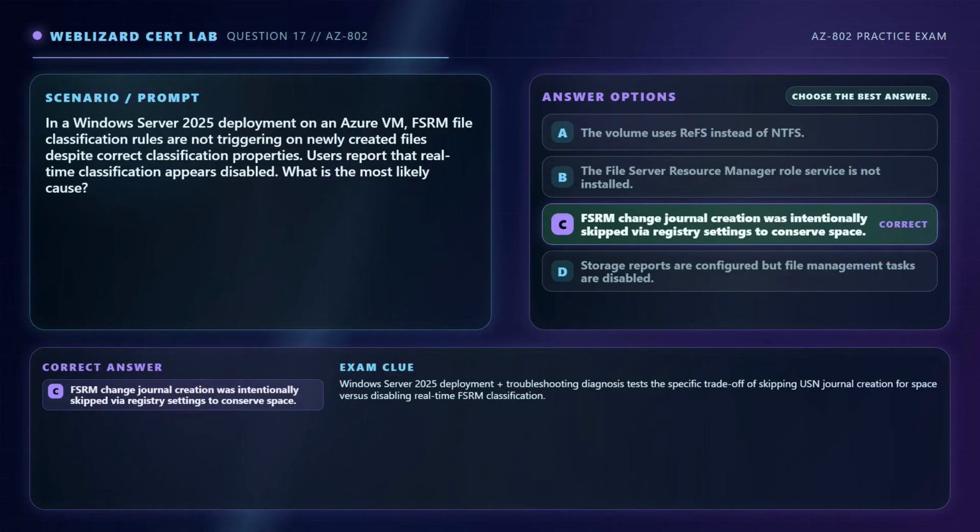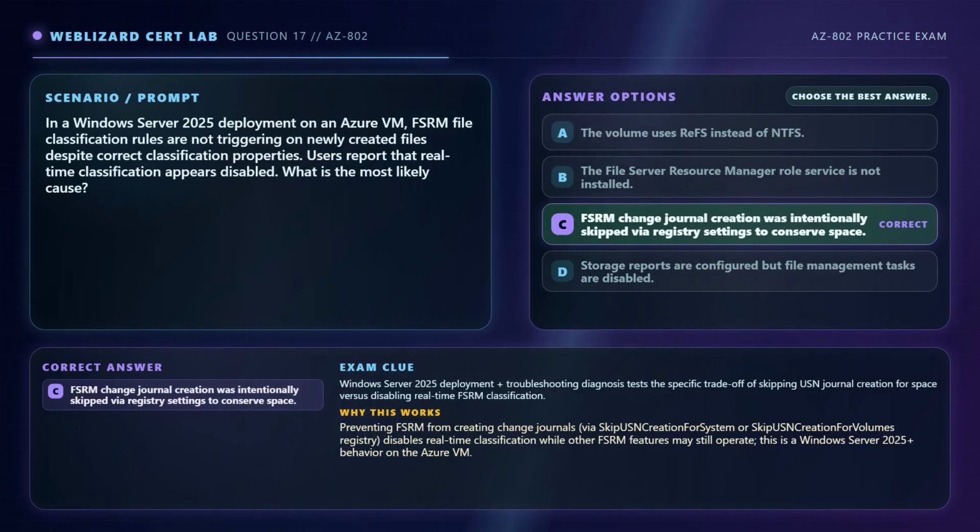The correct answer is C. FSRM change journal creation was intentionally skipped via registry settings to conserve space. Preventing FSRM from creating change journals via the skip USN creation for system or skip USN creation for volumes registry settings disables real-time classification, while other FSRM features may still operate. This is a Windows Server 2025 behavior on the Azure VM. This troubleshooting diagnosis tests the trade-off of skipping USN journal creation for space versus disabling real-time FSRM classification.